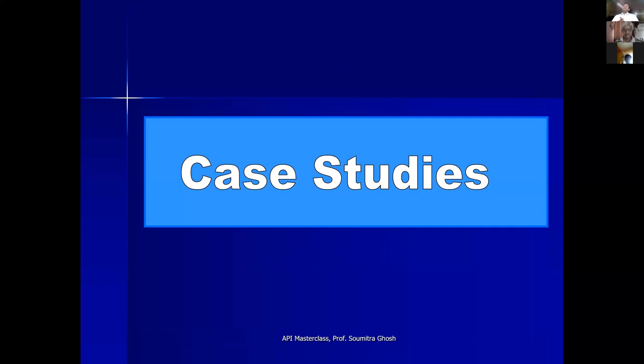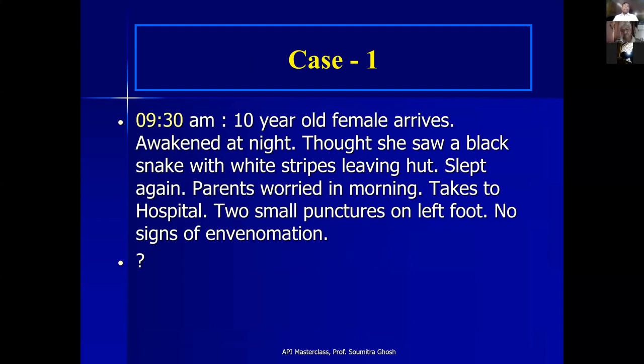So I think a few questions may arise after this discussion, but before that, with the kind permission of the chair, we have a few case studies. Case one: at 9:30 a.m., a 10-year-old female arrives. She woke at night, thought she saw a black snake with white stripes leaving her, and slept again. It was not painful. The parents were worried in the morning and took her to the hospital. There were two small punctures in the left foot, but no signs of envenomation were found. What is to be done?